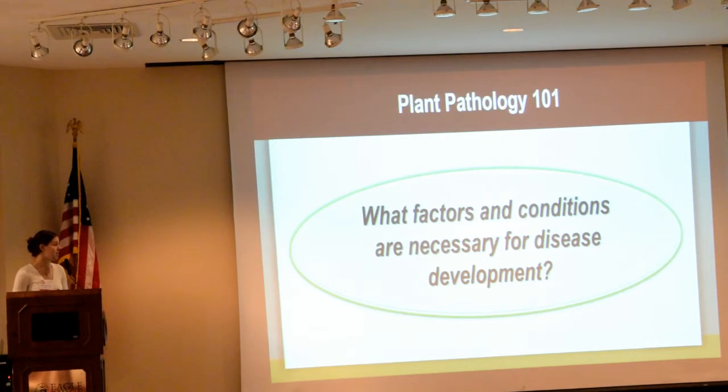When you take plant pathology in grad school, you are taught about the disease triangle, which I'll show you in the next slide. But there are 3 conditions that are necessary for disease development to occur. So now I'm going to ask y'all to tell me what those 3 conditions are.